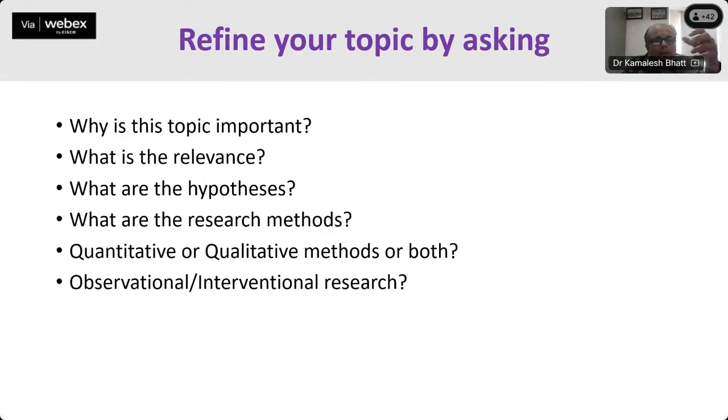And then to make your idea sharper, you should ask yourself why this topic is important, what is its relevance as far as the current scenario is concerned, what is its societal impact, what are the hypotheses that you want to prove or disprove, which research methodology you are going to use, and whether it is observational or interventional research. If you answer all these questions, it makes your study more specific, and that will help you. I will let you know later why it is required for grant writing.